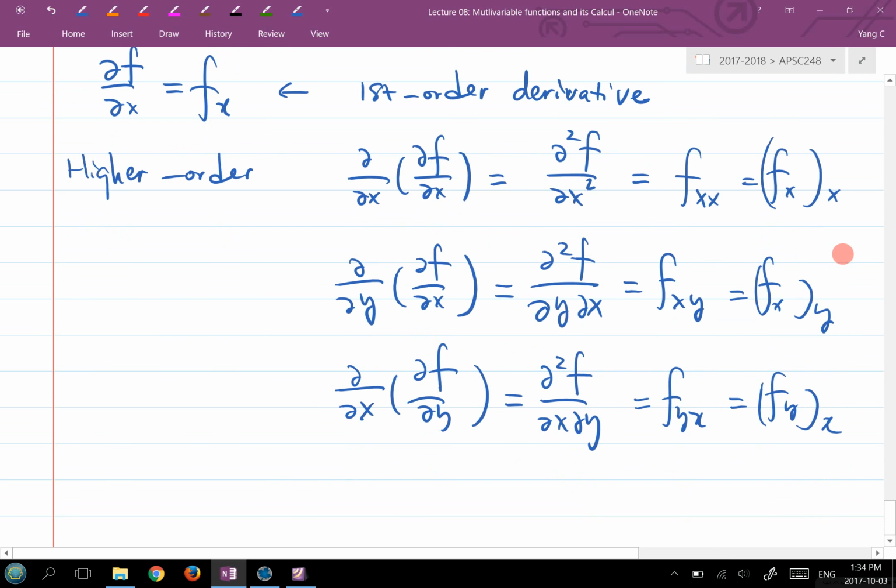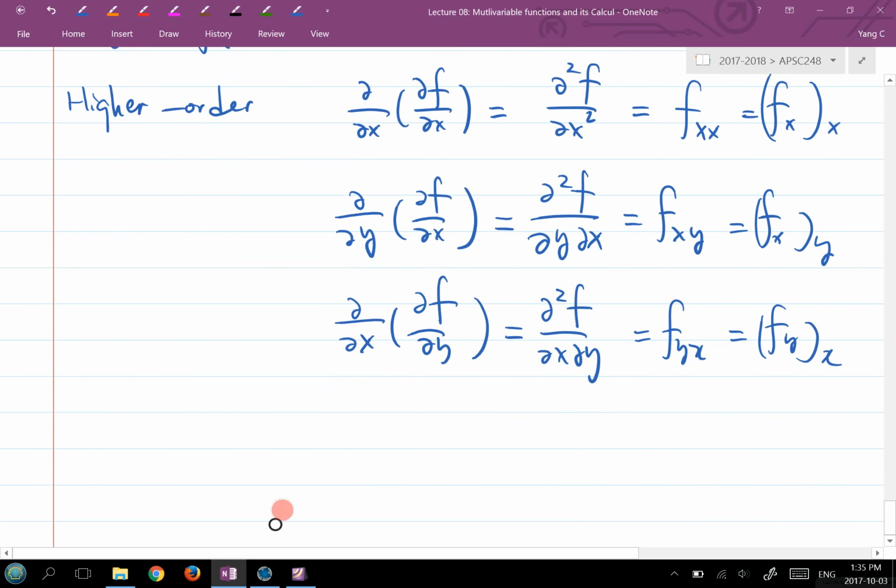Now, however, as we're going to learn, I'm going to point it out. Actually, maybe I can point it out here. Typically, okay, this f_xy is going to be equal to f_yx, okay, if the function f, okay, is a nice function.